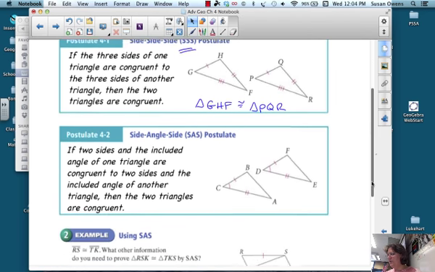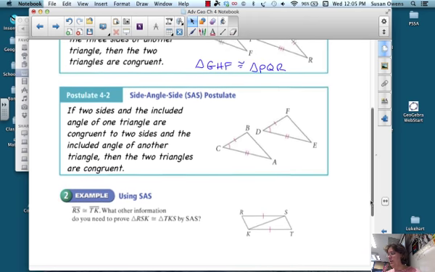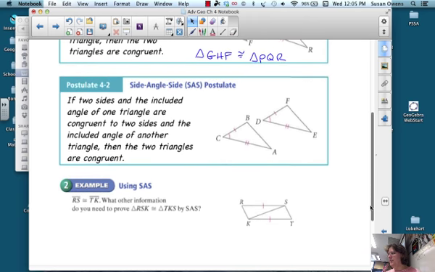Next one we have is called side, angle, side, and it is important the way you say it. The angle is between the sides, and when you do this proof, the angle has to be between the sides. So if two sides and the included angle, which means between, of one triangle are congruent to two sides and the included angle of another triangle, then the two triangles are congruent.